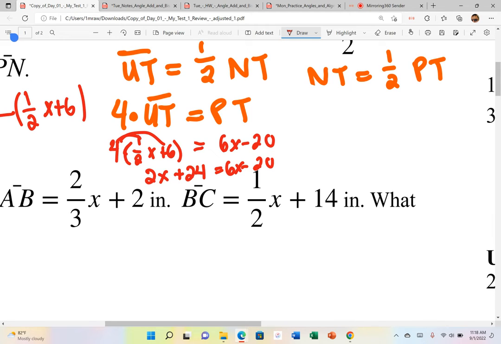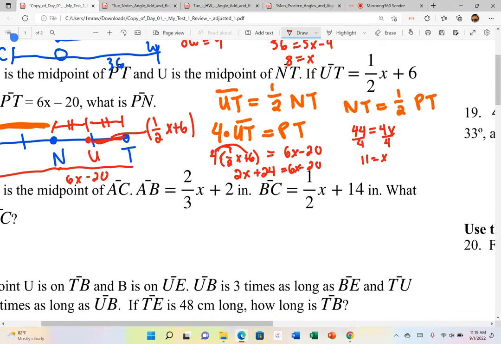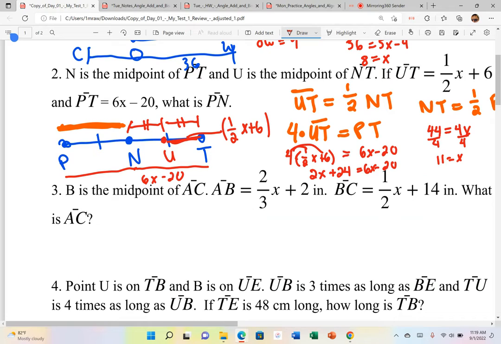Now from here, it's just algebra solving for x. Move the 2x over, add the 20, and you're going to get 44 is equal to 4x. Divide both sides by 4, and x equals 11. Now, is that my answer? No, that's just x. It's asking for Pn.